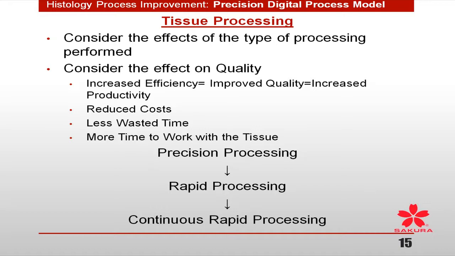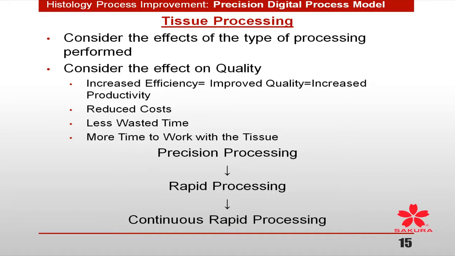So I always use the example that if you have something sitting on a processor and it's not available for you to embed, cut, and stain for 3, 4, 5, as much as 10 hours longer than if you're doing continuous rapid processing, you've lost that time to work on your efficiency, improve your quality, and increase your productivity. When you get into precision tissue processing, you also will reduce your cost because you're not over-processing, and you're not making decisions that are not patient-centric.